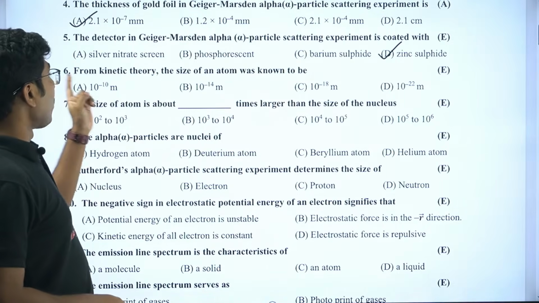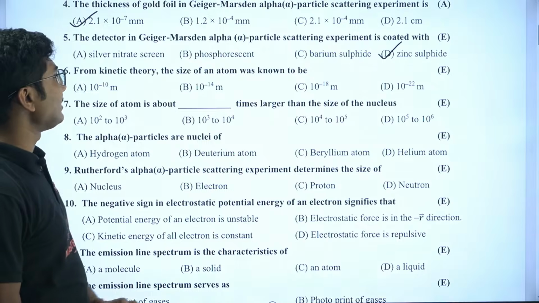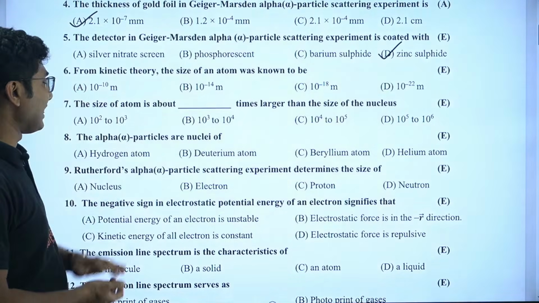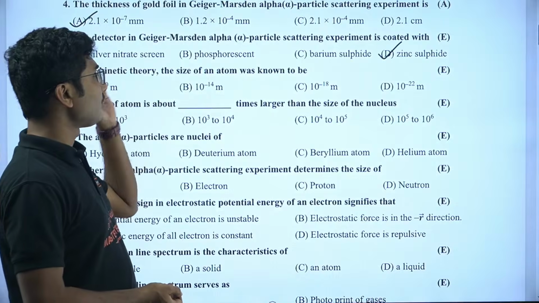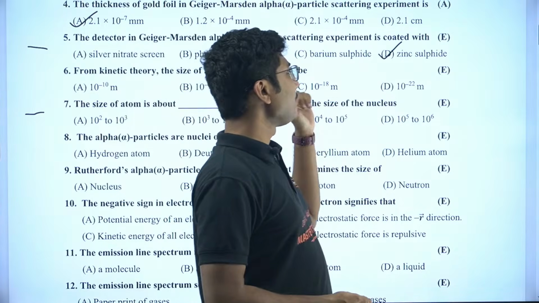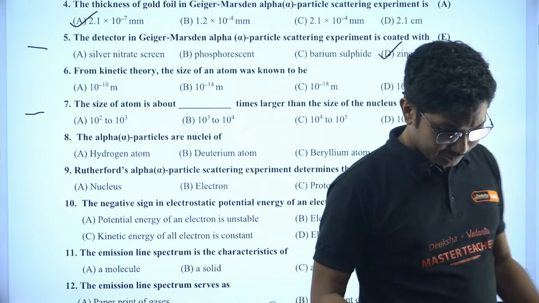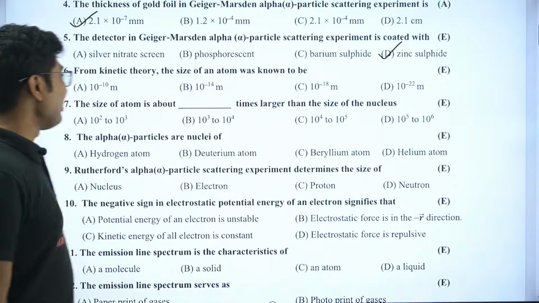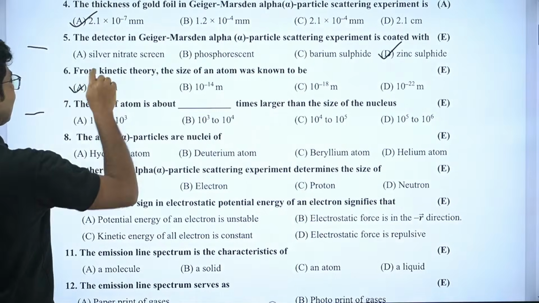From the kinetic theory, the size of an atom was known to be 10 to the power of minus 10 meter, 10 to the power of minus 14 meter, 10 to the power of minus 18 meter, or 10 to the power of minus 22 meter. The size of the atom is 10 to the power of minus 10 meter.